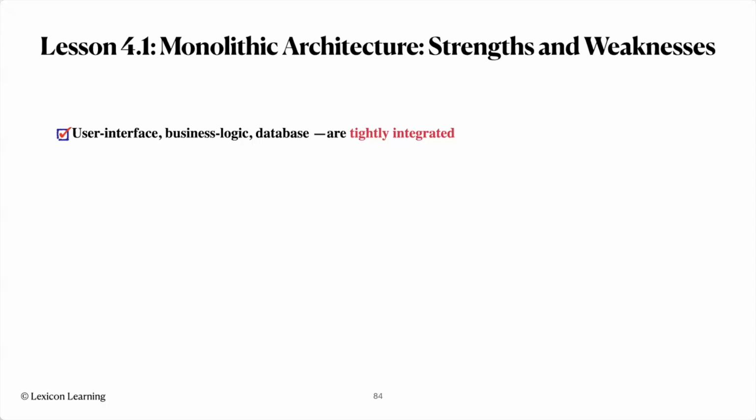Monolithic architecture is one of the simplest and most widely used architectural styles. In a monolithic system, all components such as user interface, business logic, and database interactions are tightly integrated into a single executable deployable unit.